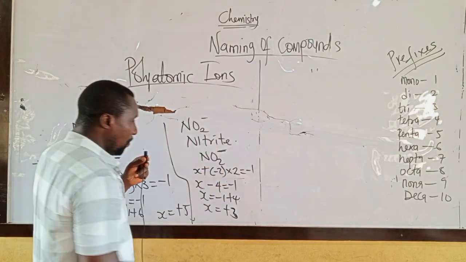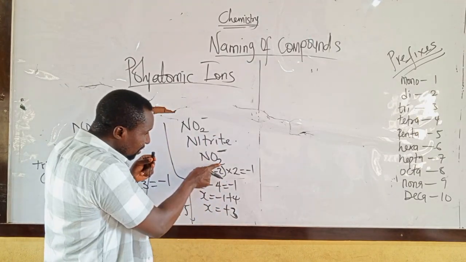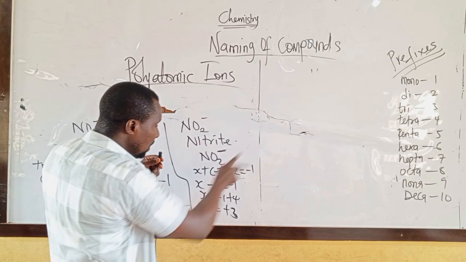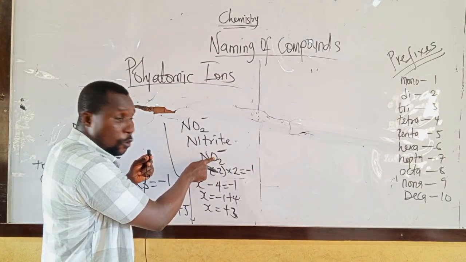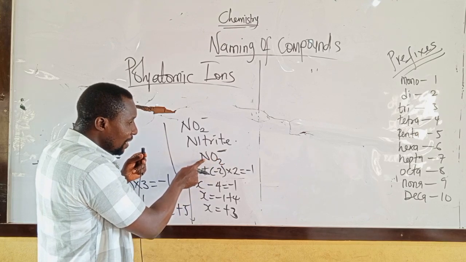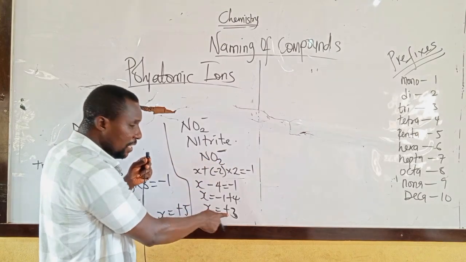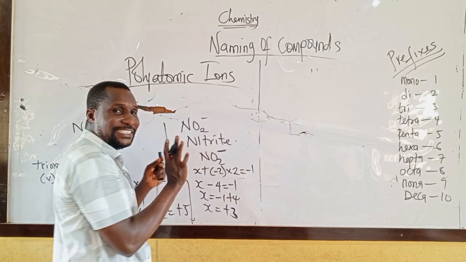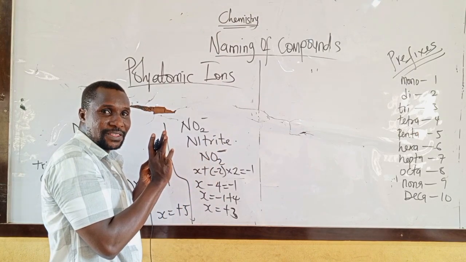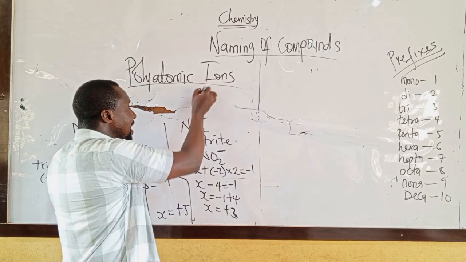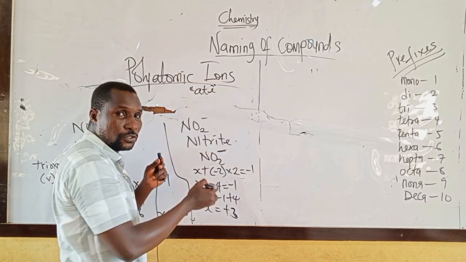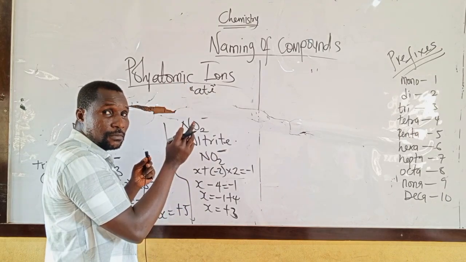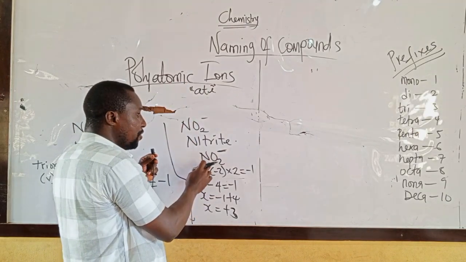Plus 3. Therefore, what is the name of this? Start from here. 2 is what? Di, from the prefix. That means di, oxygen, dioxo, nitrate(III) ion. In this case, if I want to use that name, I won't use ITE anymore. I won't use ITE. It should be ATE. For both, if I want to use the prefix, it should be ATE.